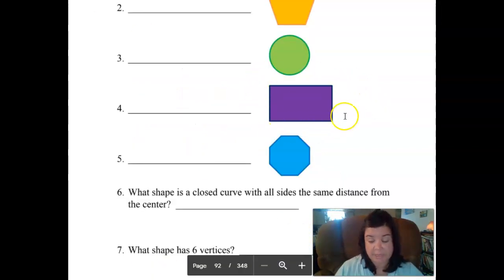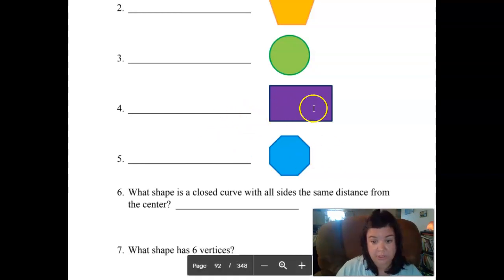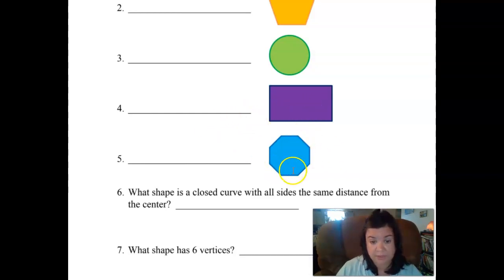Okay, so you may need to pull up your reference sheet for 4 and 5 for these two, and that's okay. But I want you to write the name down because you need to practice writing it and spelling it correctly. So look at this shape, this purple one and this blue one, and write down the name of those shapes. And if you need to look at your reference sheet, that's okay. Pause the video and do that now.